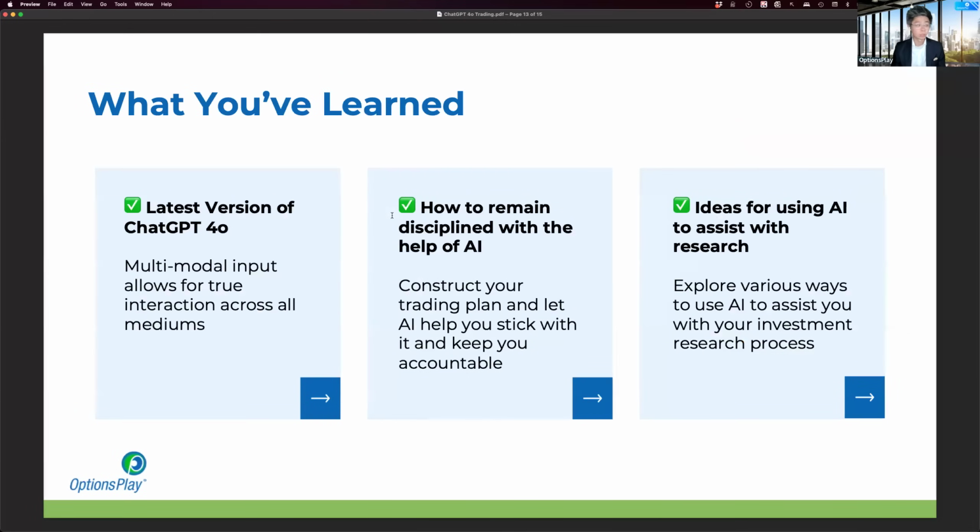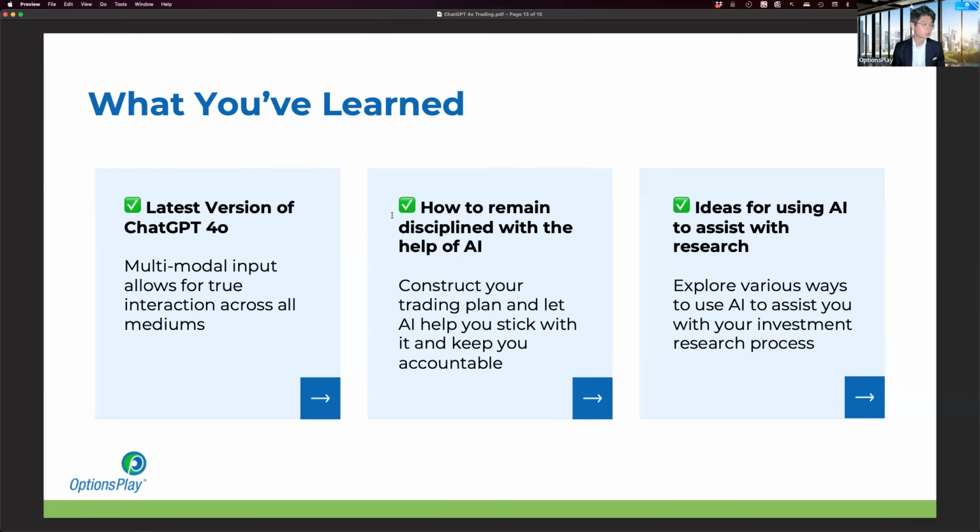So just to review what we learned here today, number one, what the latest version of ChatGPT-4o provides you with. The multimodal input is huge in terms of its ability now to truly interact with you in multiple mediums. And that's going to be incredibly powerful for helping you be a second pair of eyes across your analysis, across your trades, across your portfolio, and helping you stick to your rules. How to remain disciplined with the help of AI, showing you some prompts to construct your trading plan so that you can use ChatGPT as your second set of eyes to be an objective viewer on each trade and each position to help you stick to your rules.